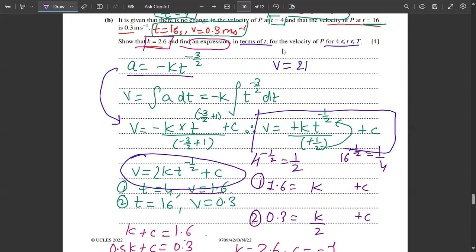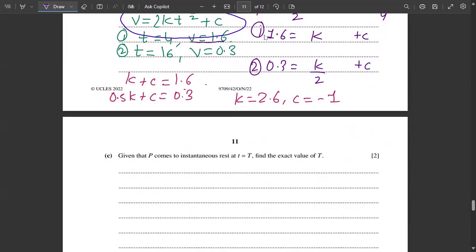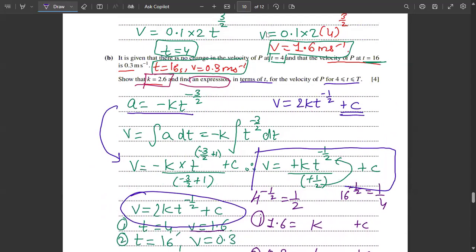This is velocity equals 2k t raised to minus 1 by 2 plus c. But this c we found out right now is minus 1. So instead of this c, we will write minus 1 right here. And instead of this k, we will write 2.6. So v is equal to 2 bracket 2.6 into t raised to minus 1 by 2. So if I put 2.6 in the calculator, this becomes 5.2. So v is equal to 5.2 t raised to minus 1 by 2 minus 1. So that's our expression.